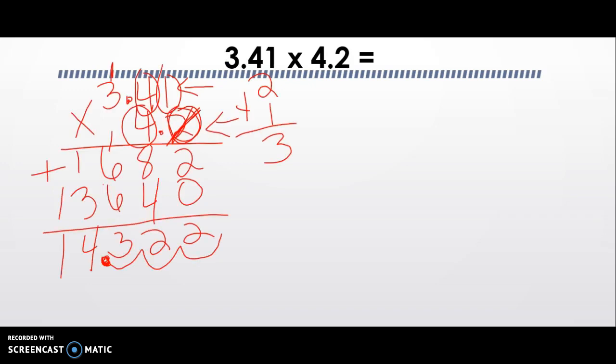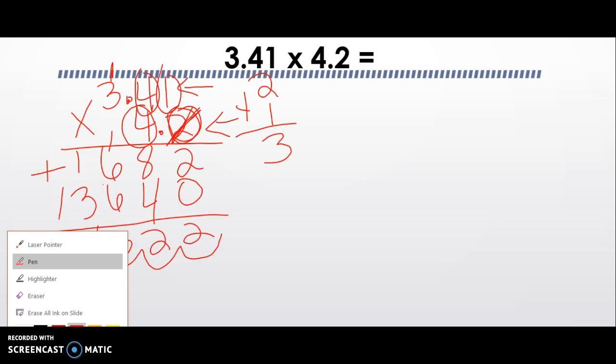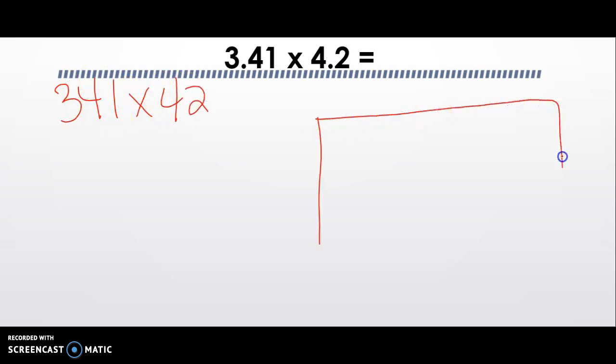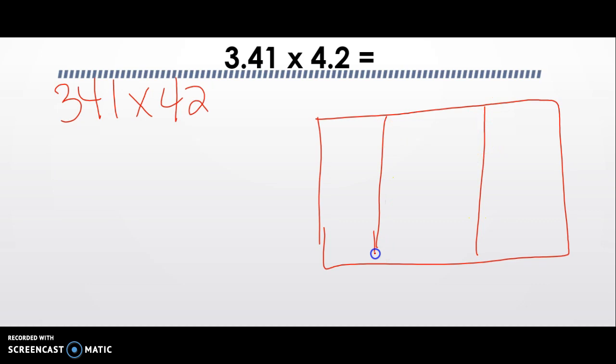Let's go, say you want to do the area model, those that are using the area model. So now I'm using 341 times 42. Set up your area model based on how many digits are in the problem. My first number has 3 digits, I need 3 sections. Second number only has 2 digits, I only need 2 sections.